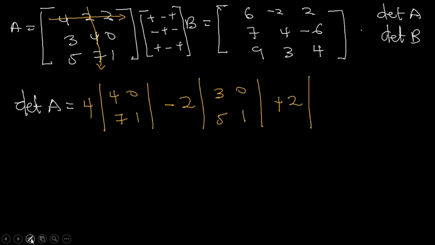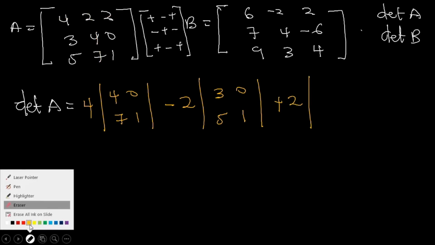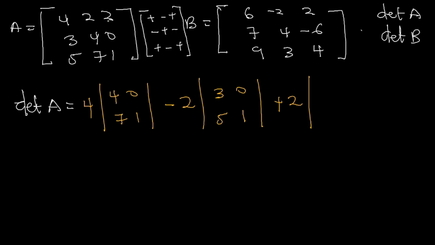Then plus the third element over here, which is still 2. Then we take this element, so we cancel this row, this column, and then this row. So we are having 3 4 5 7.